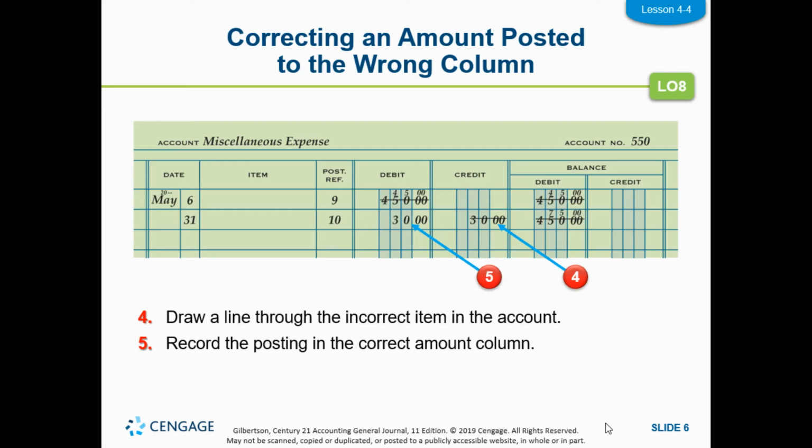And then, of course, record the new balance. We had a previous balance of 45. Boy, we really messed up on the miscellaneous expense account this month, didn't we? Add $30. Our new balance is 75. Okay.